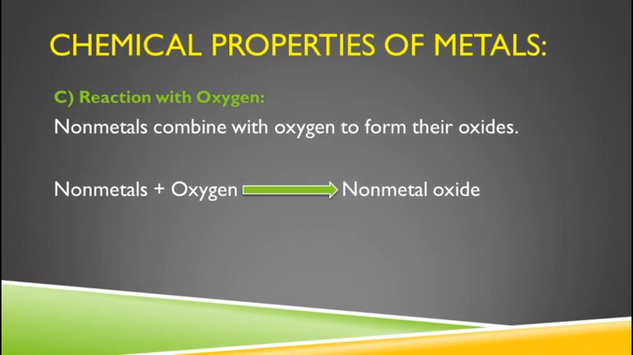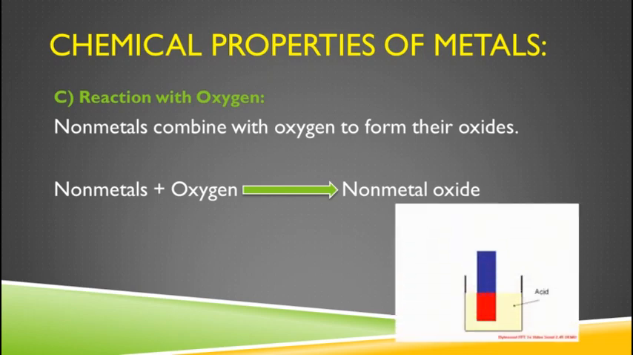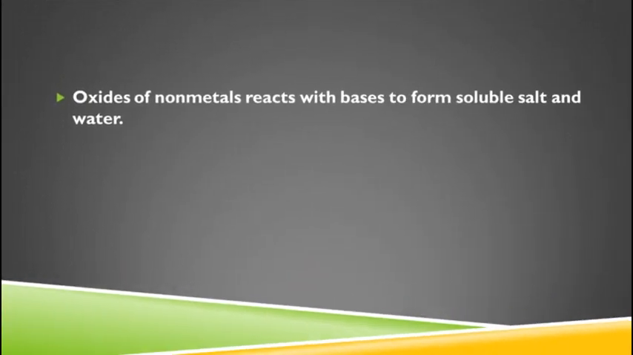Next is the reaction with oxygen. Non-metals combine with oxygen to form their respective oxides. Non-metal plus oxygen gives us a non-metal oxide. This is the reaction of non-metals when they combine with oxygen. Oxides of non-metals react with bases to form salt and water. Students, this is just the opposite of metals: metal oxides react with acids to form salt and water, but non-metal oxides react with bases to form salt and water.